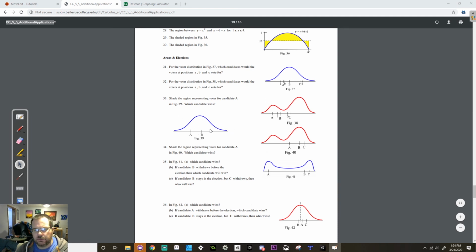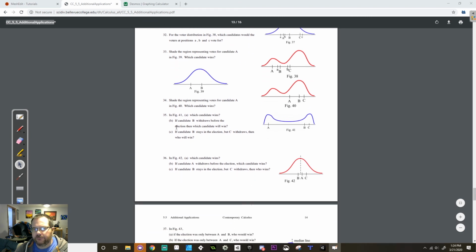Figure 39 is this one here. For 35, figure 41: if candidate B withdraws before the election, which candidate will win? So first, which candidate wins? C is going to get anything between B and C over. B is going to get anything from between B and C to anything between B and A, and A gets anything from here over to there. So which one would win? And if B withdraws, then who wins? And if B stays in the election but C withdraws, who wins?